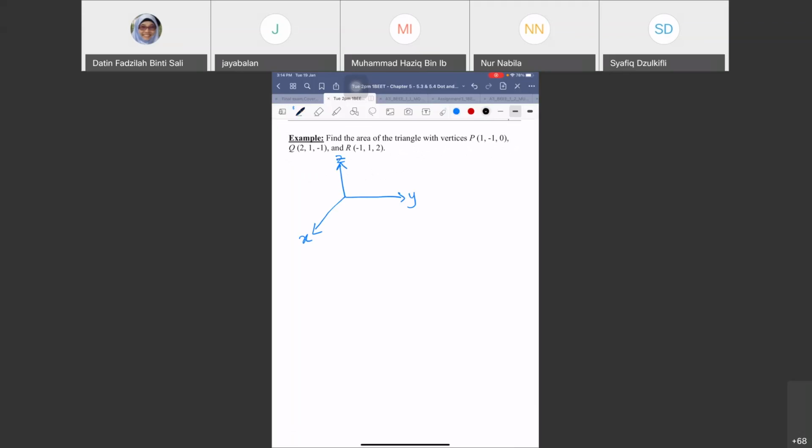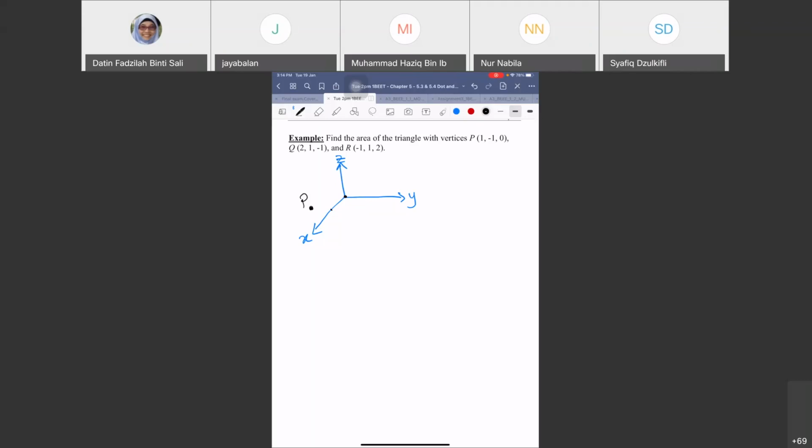Let's say P is (1, -1, 0). From the origin, 1 unit means positive 1, assuming this is positive 1. And then minus 1, so that means go to the left 1 unit, and then 0 for z, so that means nothing for the z. That is my point P.